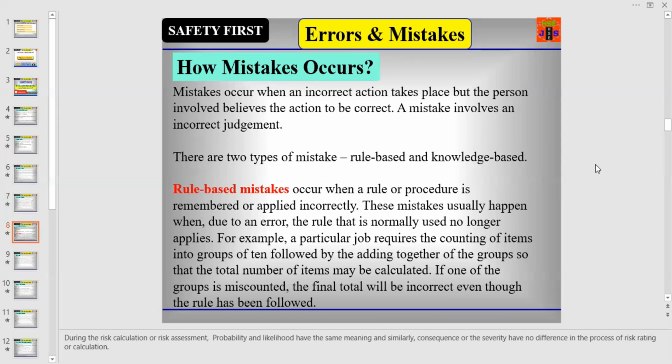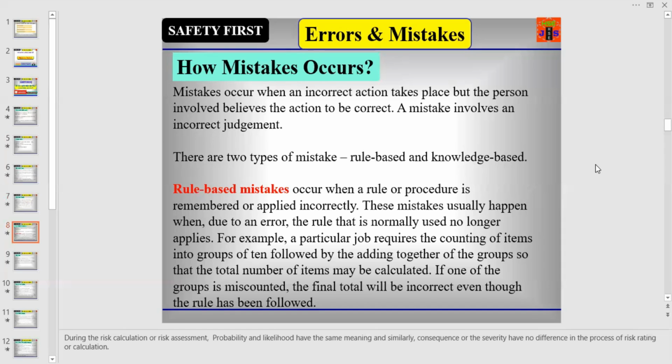Now the question is how mistakes occur. Mistakes occur when an incorrect action takes place, but the person involved believes the action to be correct. A mistake involves an incorrect judgment. There are two types of mistakes: rule-based mistake and knowledge-based mistake.